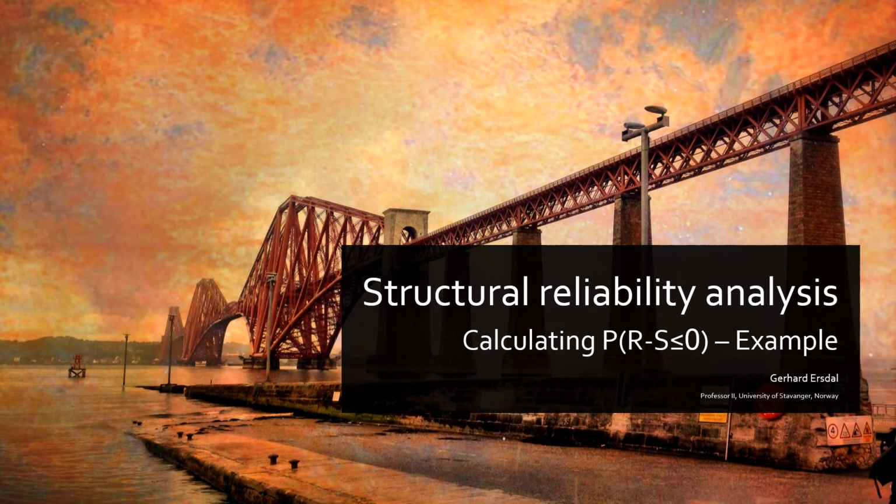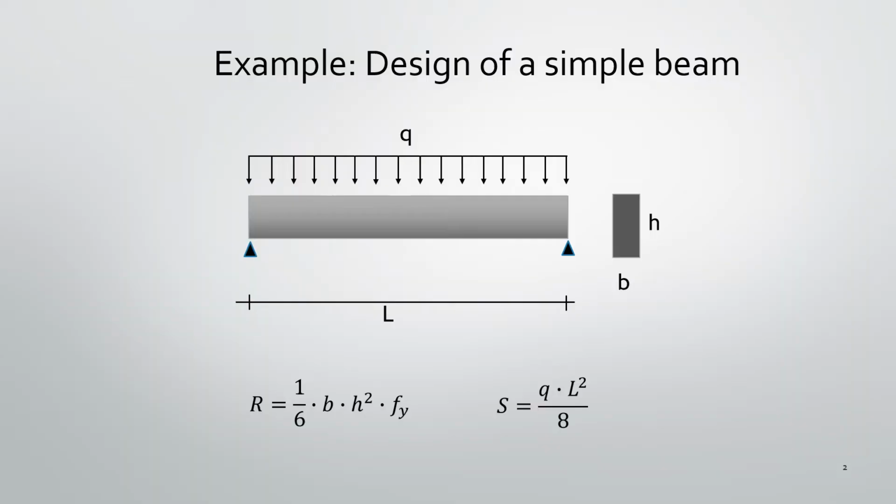Let's illustrate the calculation of the safety index with a simple example. Here, a simply supported beam is shown, where we want to check the bending moment capacity at the midspan. The equation given illustrates the plastic flexural capacity of a rectangular section and the resulting bending moment at the midspan from a uniformly distributed load.